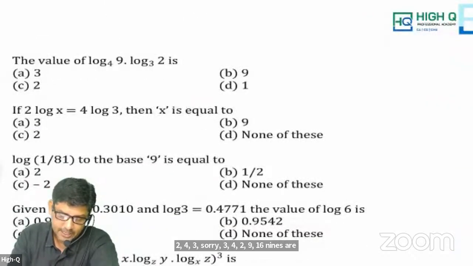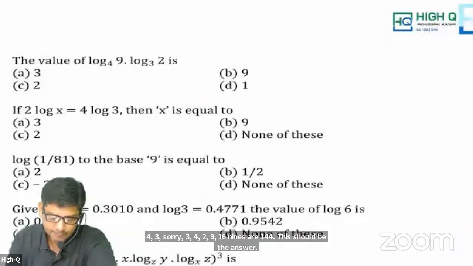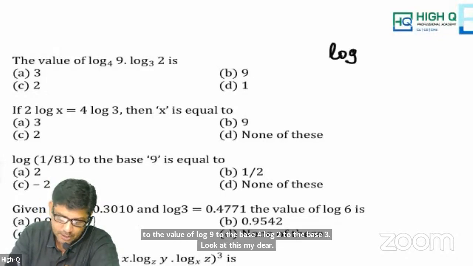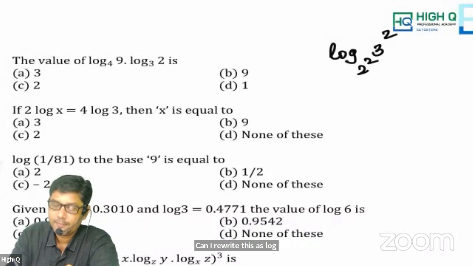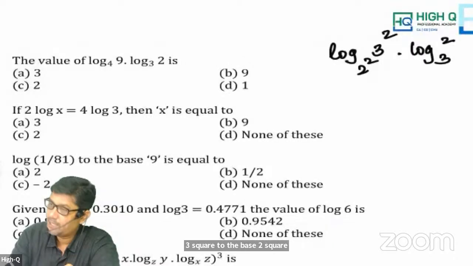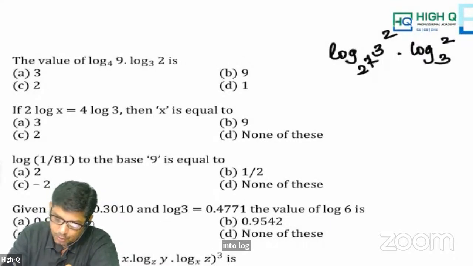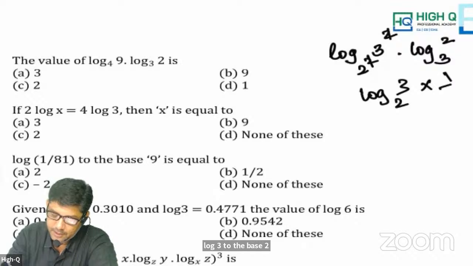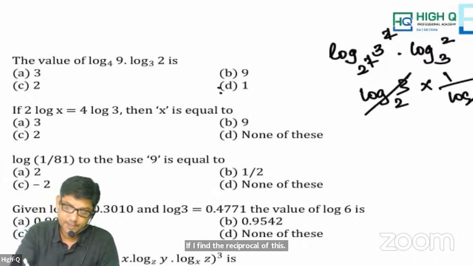Next, the value of log 9 to the base 4, log 2 to the base 3. Look at this, my dear. Can I rewrite this as log 3 square to the base 2 square into log 2 to the base 3? Am I right, my dear? 2 get cancelled. Log 3 to the base 2. If I find the reciprocal of this, 1 by log 3 to the base 2. Cut. Am I right, my dear? Answer is 1.